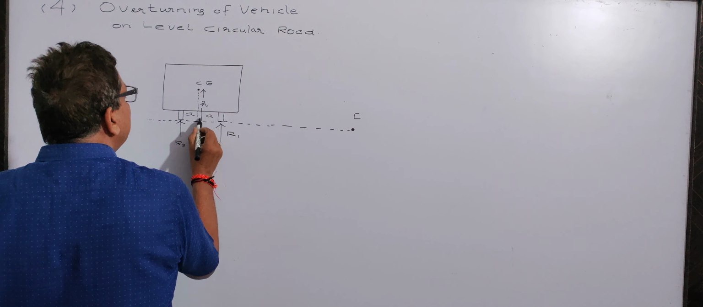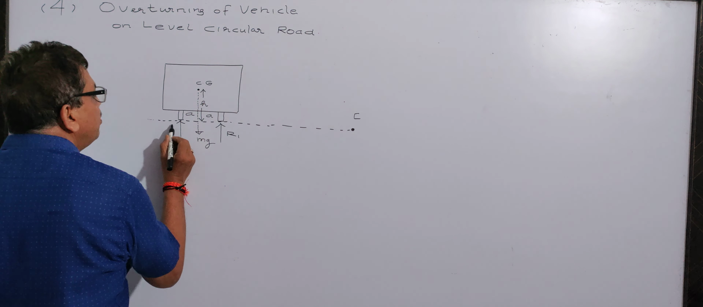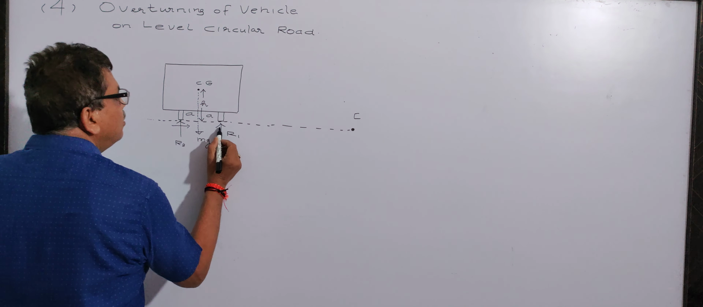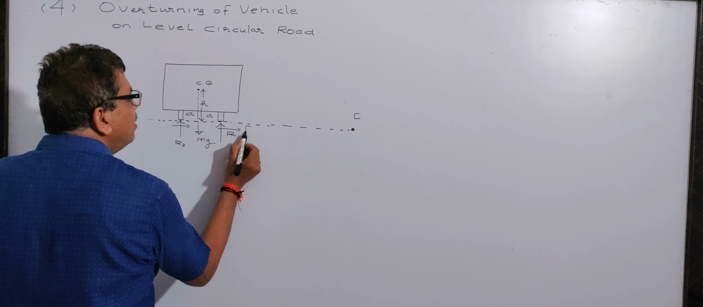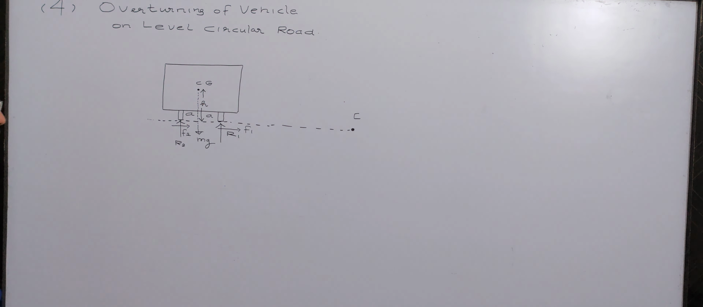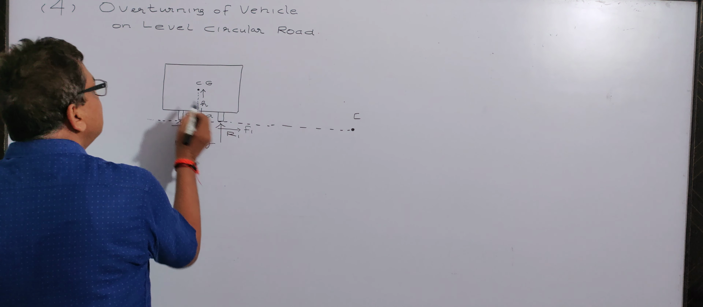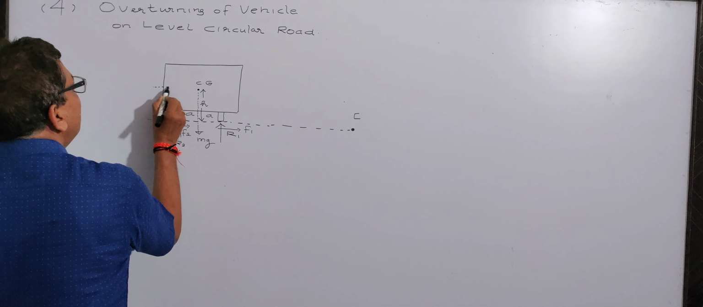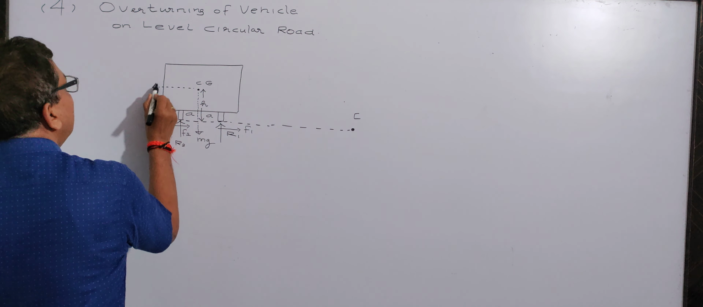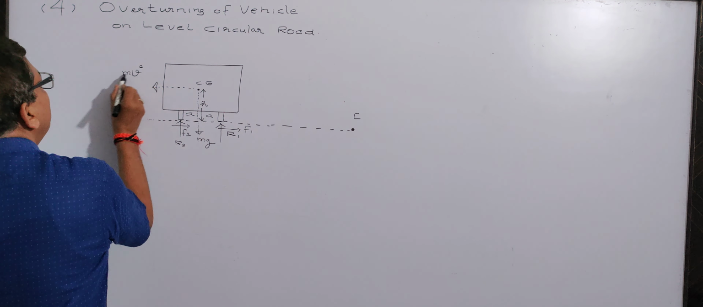Let us take the height from the ground as h. The center of gravity is at h height. Now you will observe the friction will be acting towards the center, F1 and F2, between the two tires, that will be acting towards the center. Let us take V, the speed. So I can say the centrifugal force here will be nothing but mv square by r.